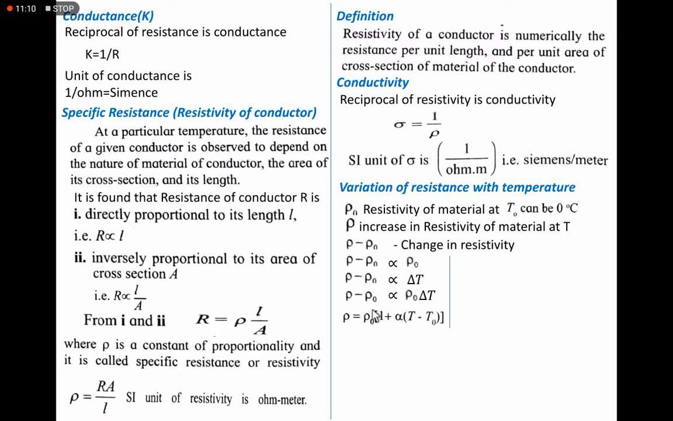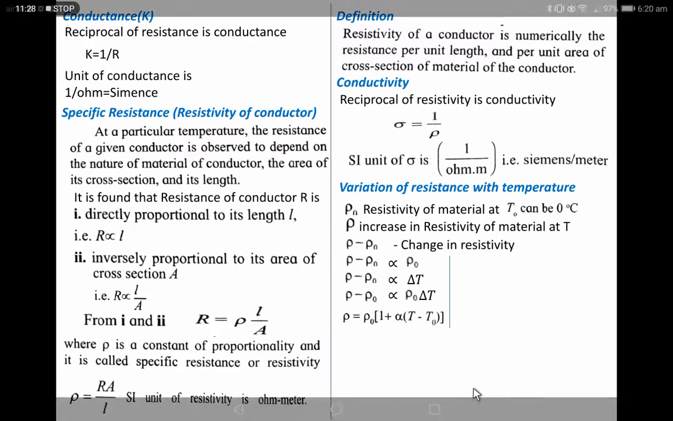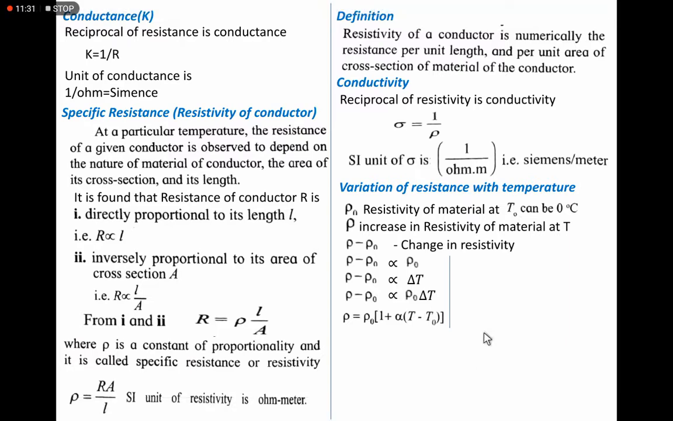Then R minus R naught is directly proportional to R naught delta T. And we will write the equation in terms of the resistance, that is R is equal to R naught into bracket 1 plus alpha into T minus T naught. In the same way you can write the derivation for the variation of the resistance with temperature.